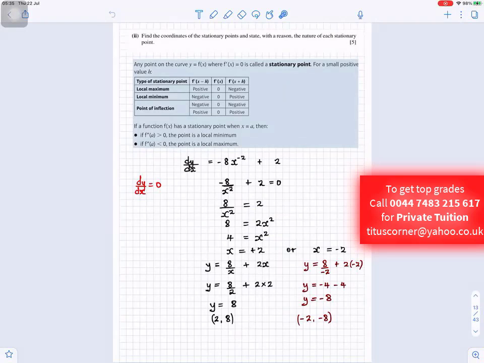So y would be, substitute 2 there and 2 there. y would be 8 over 2 plus 2 times 2, which is 8. So its coordinates are (2, 8). If you substitute minus 2 and minus 2 there, y would be minus 4, which is minus 8. So the other coordinate is (minus 2, minus 8).